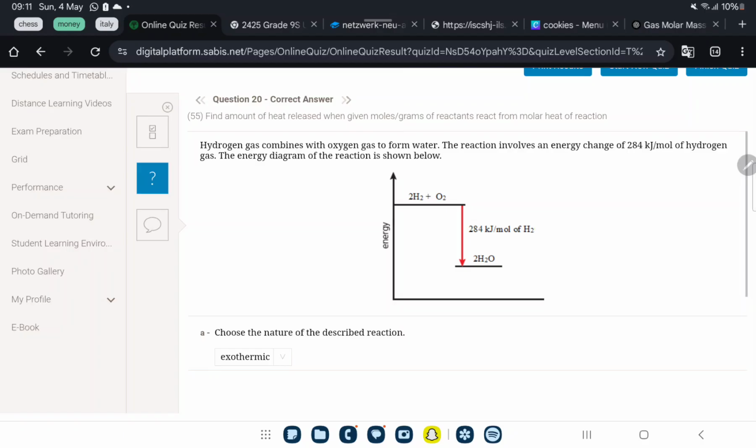Hydrogen gas combines with oxygen gas to form water. The reaction involves an energy change of 284 kilojoules per mole of hydrogen gas. The energy diagram of the reaction is shown down below. So energy diagram, when it's going down, it's exothermic, going up endo. So it's exothermic.